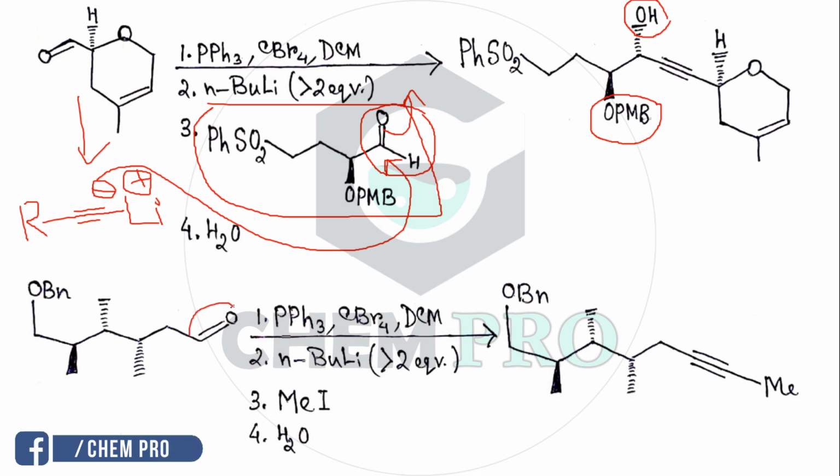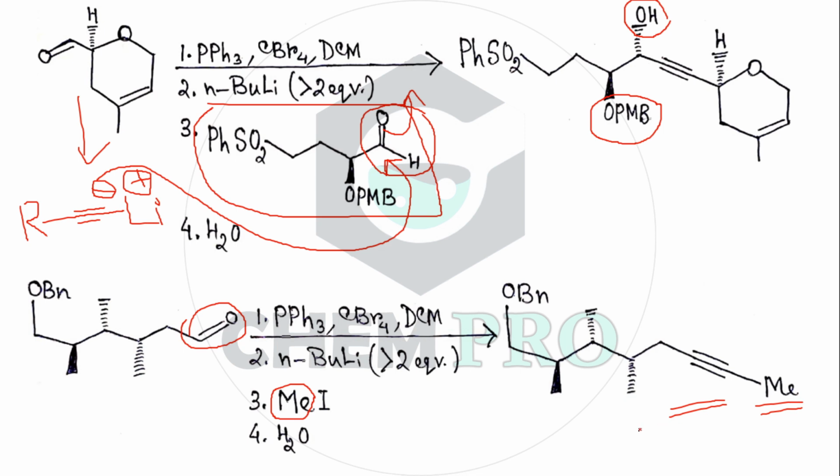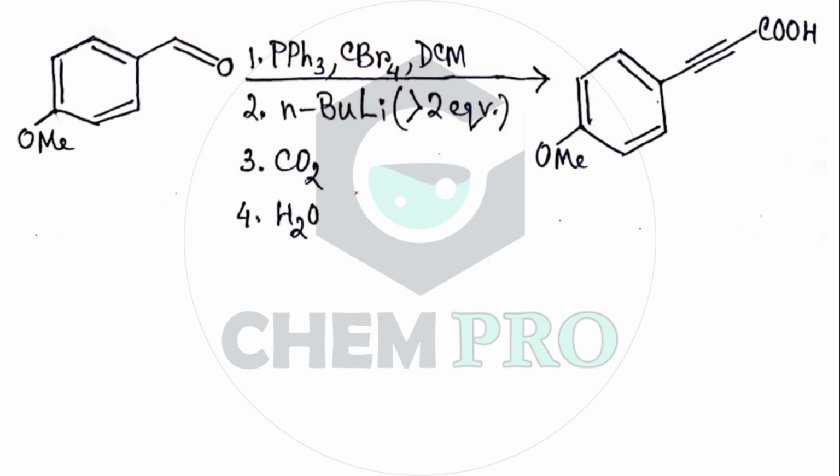So here this is the aldehyde part, and we have to look at the electrophile part. So here the electrophile is methyl, Me plus I minus. So methyl is the electrophile, and we just have the methyl in the place of hydrogen in this terminal alkyne. So this is the desired product. Okay, and if we have CO2 as our electrophile, we can just have the carboxylic acid in the place of hydrogen of the terminal alkyne.